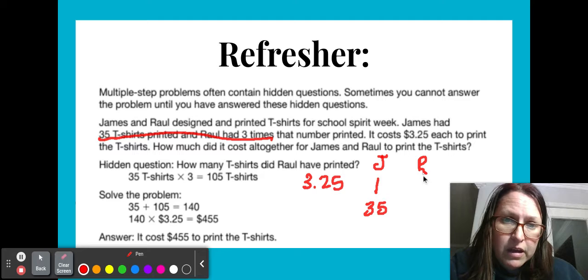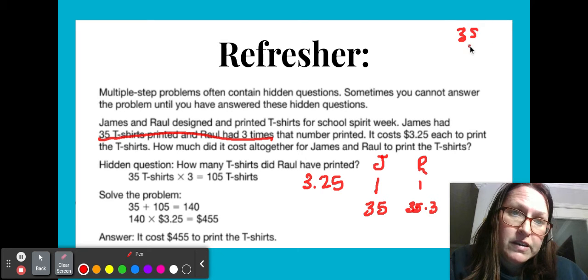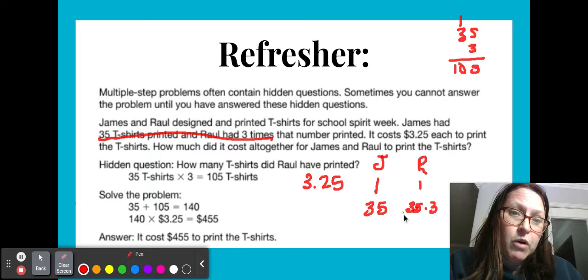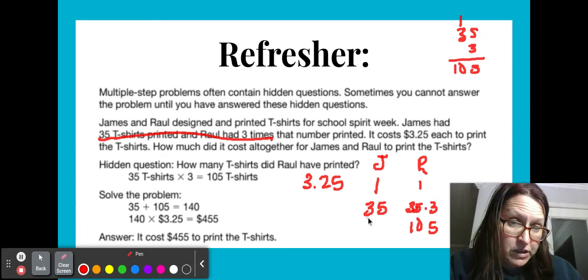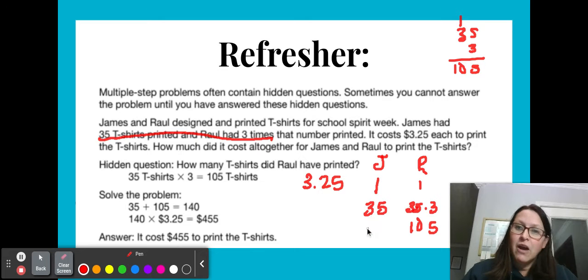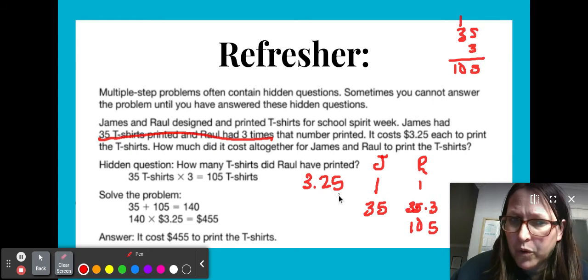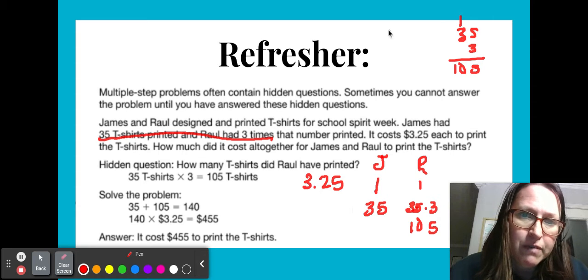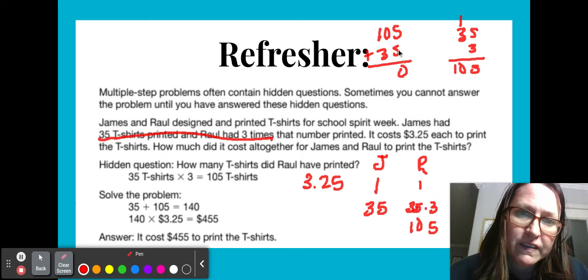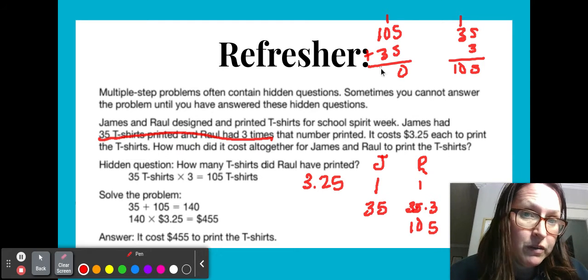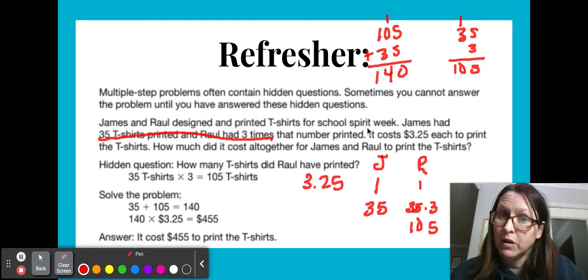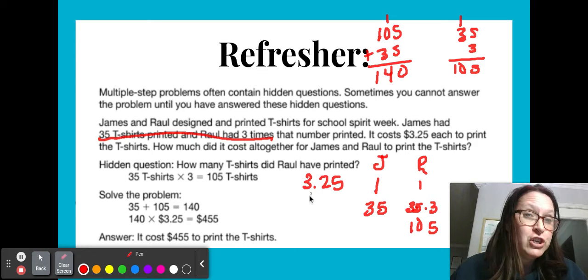But Raul had 35 times 3. So let me come up here. 35 times 3. 5 times 3 is 15. 9, 10. So Raul actually had 105 shirts printed and James had 35. Now I have to figure out how many total shirts were printed. So 105 plus 35. 5 plus 5 is 10. 3 plus 0 is 3, plus 1 is 4. 1 plus nothing is 1. So now I have 140 shirts.